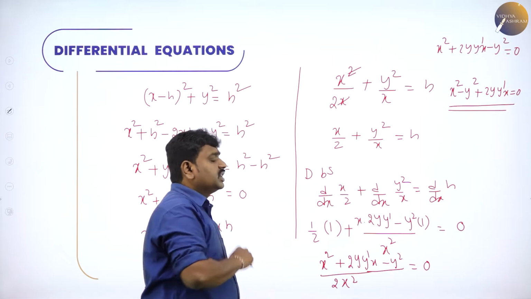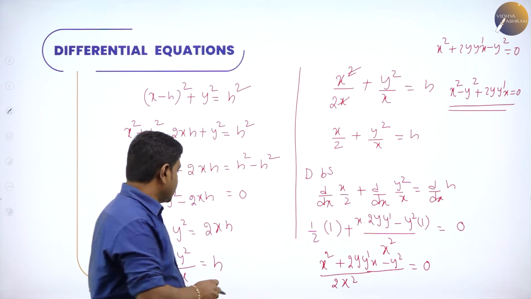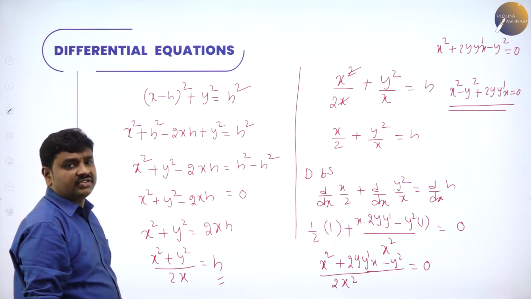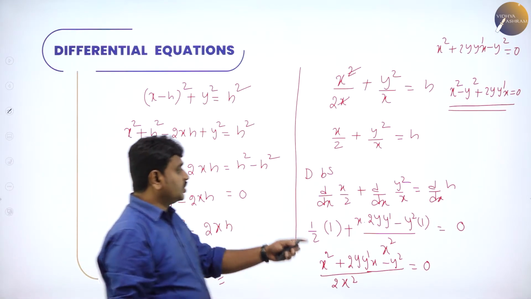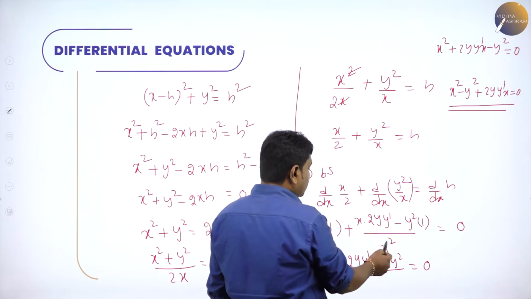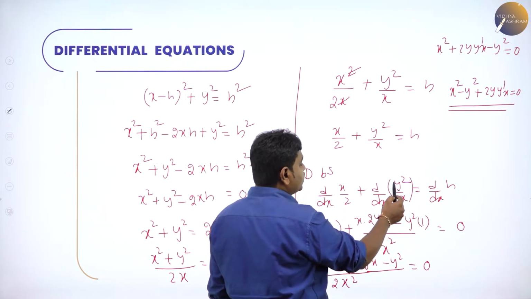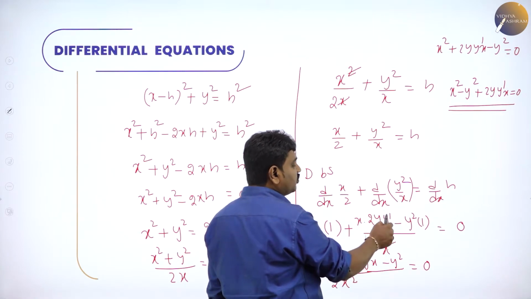So it does not contain h. First make h as subject, then you differentiate, so h eliminates. And while differentiating we should use quotient rule. Here numerator by denominator, denominator the whole square, denominator into derivative of numerator, derivative of y square is 2y into dy by dx, dy by dx is y dash.